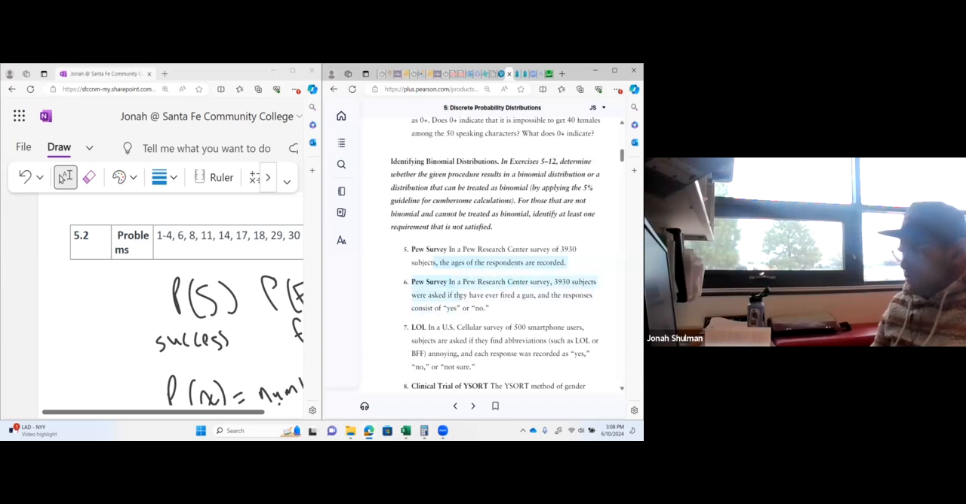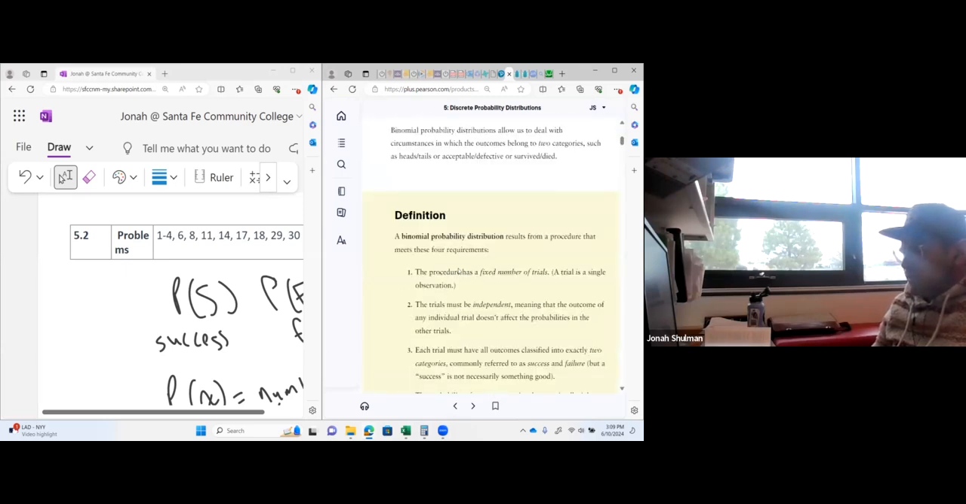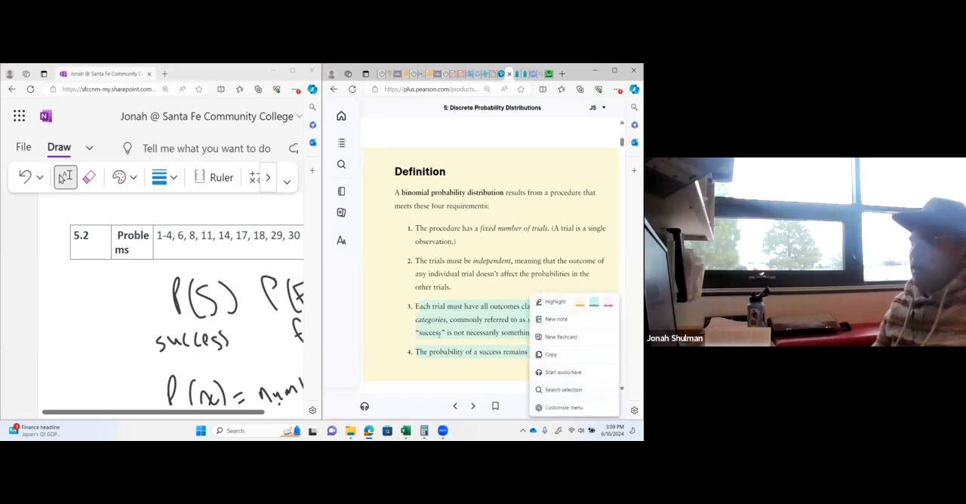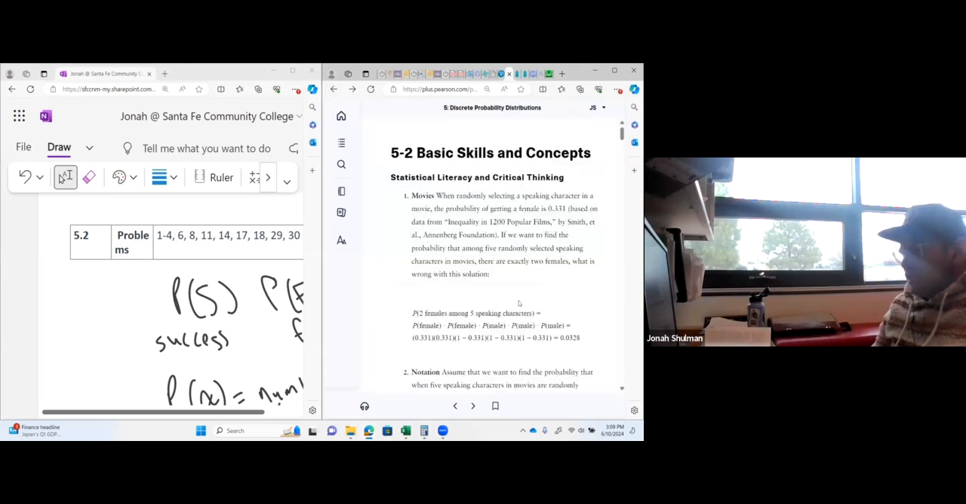In a Pew Research survey of 309, people were asked if they ever fired a gun, and the responses consist of yes or no. However, it has to be the same percentage for each. Pretty sure that's what you need for your 5% guideline. We don't have enough information. There are all of these things for it to be the binomial distribution, right? A fixed number of trials, which we had. Independent makes sense. Each trial must be categorized into yes or no, success or failure, and the probability of a success remains the same. We don't have that specific probability. That's why number 6 is off.